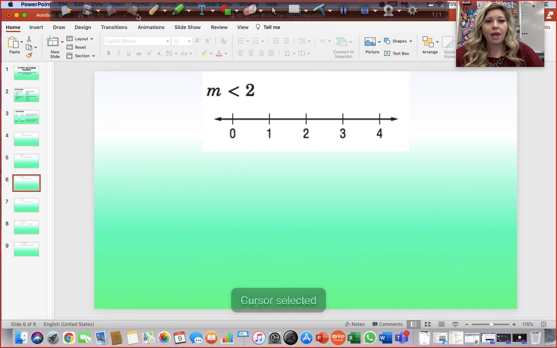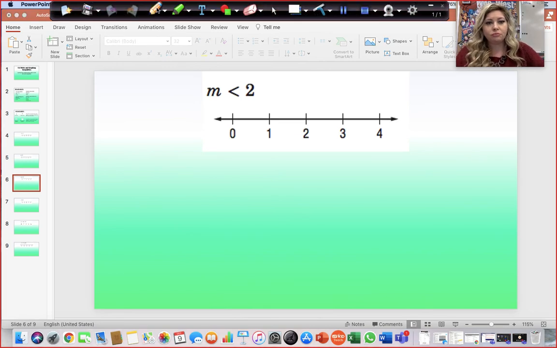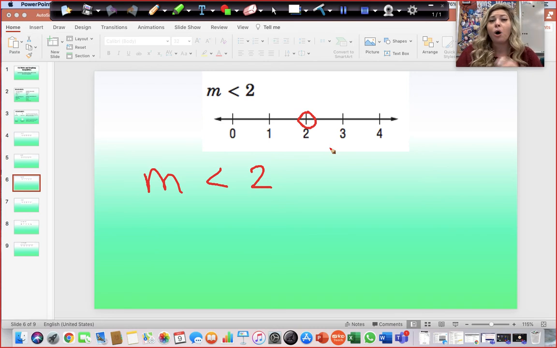M is less than 2. Okay, so if M is less than 2, we want to circle 2. I am not going to color it in. It's going to be an open dot because I am not including 2. I just want numbers that are less than 2. I do not want 2. If I wanted to, it would say "or equal to," but it doesn't say "or equal to." There's no line underneath this symbol, so we are not going to color it in, okay?